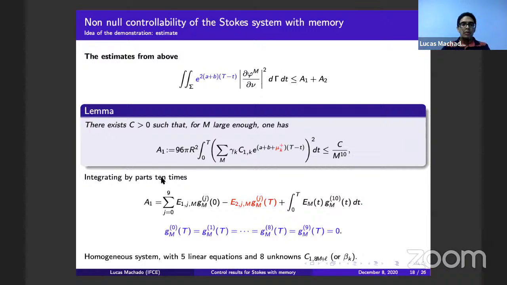We integrate by parts these expressions, okay, and the coefficient is known, but this term doesn't have a good estimate. Then we impose these conditions. But this is equivalent to having a homogeneous system with 5 linear equations and 8 unknowns b_k.